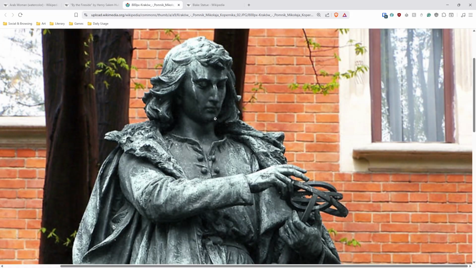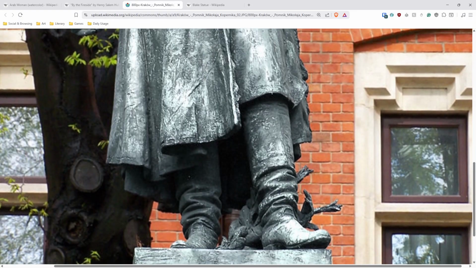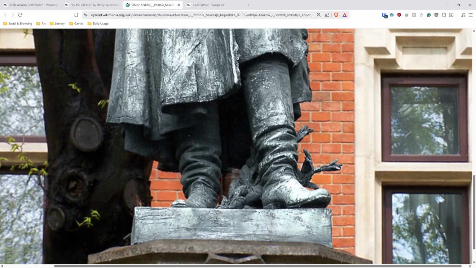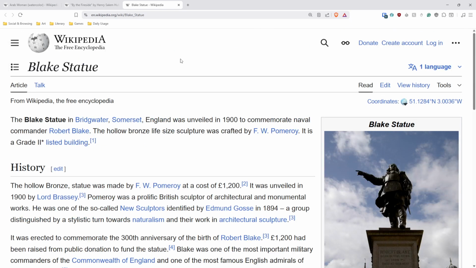What I'm about to say about the Polish people is that their statues and their buildings are all so beautiful. I'm admiring the sculpting on this bad boy. But anywho, enough admiring the greatness. Let us go to our final piece of the day. The Blake statue.